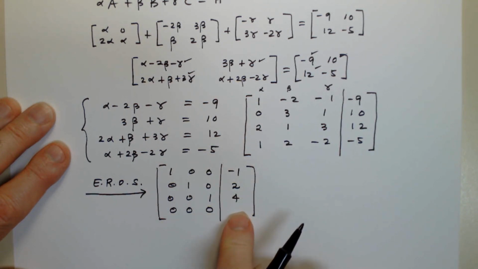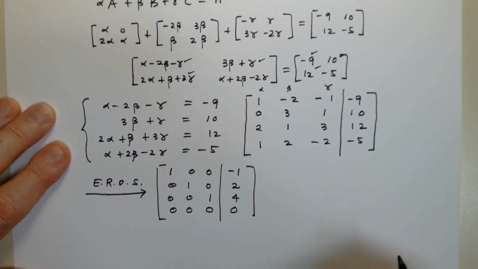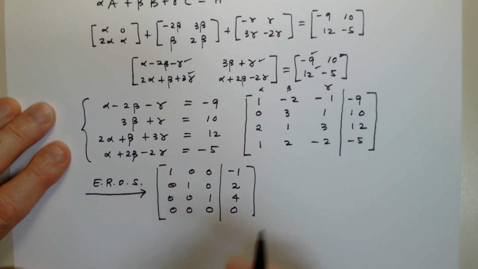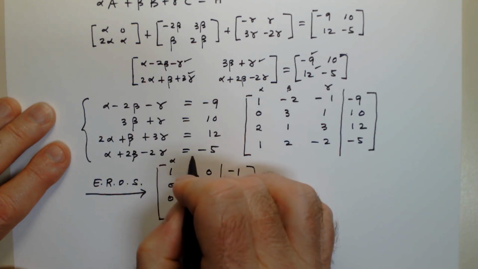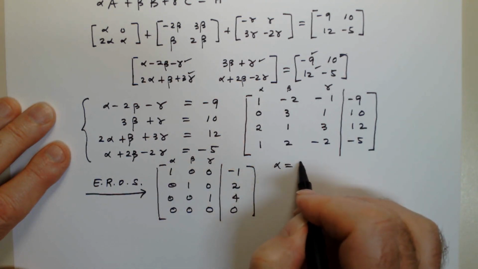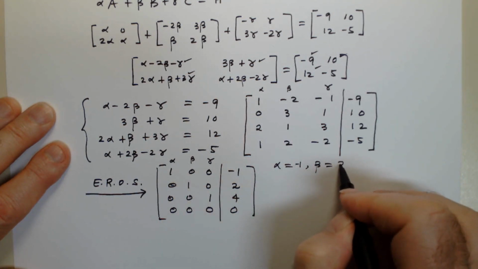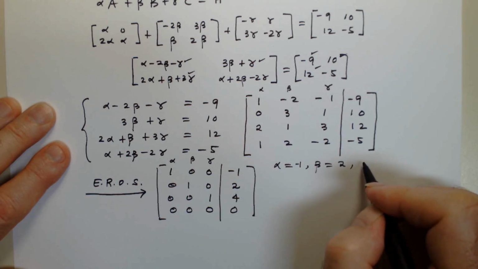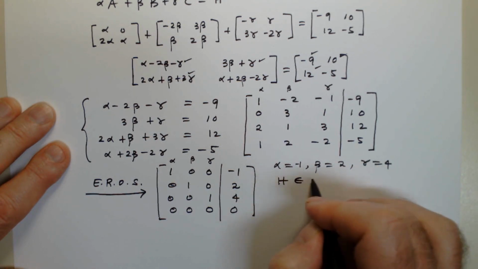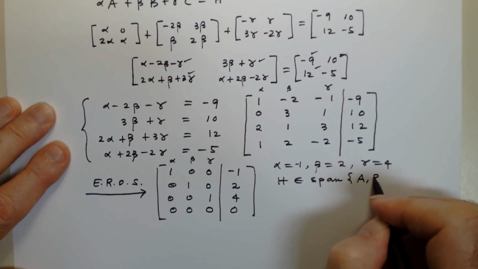And everything hinges on this now, right? It turns out that this is in fact a 0. All right, and that's good news because it says our system's consistent. This is not an inconsistency. And moreover, if we remember that this is alpha, beta, and gamma, this is telling me that alpha is equal to -1, beta is equal to 2, and gamma is equal to 4. And so the answer is yes, H is in the span of the matrices A, B, and C.